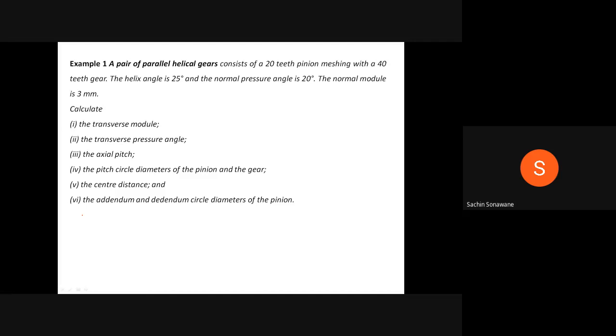Okay, I think you have written the problem. Now we'll start the solution. In that, first of all, we'll write down the given quantities. What are the given quantities? A parallel helical gear consists of a 20 teeth pinion meshing with a 40 teeth gear. Therefore, ZP and ZG they have given. Write down number of teeth on pinion ZP is equal to 20.